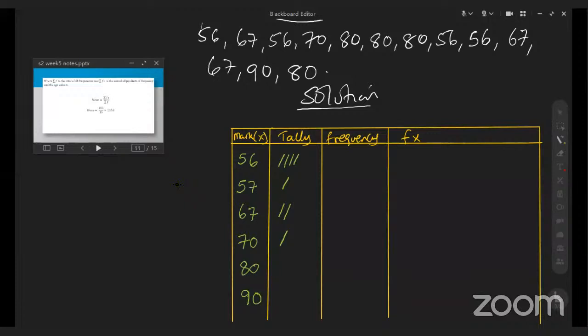Another person. Sherina. 80 appears four times. Then 90. 90 appears once. Okay. 57.